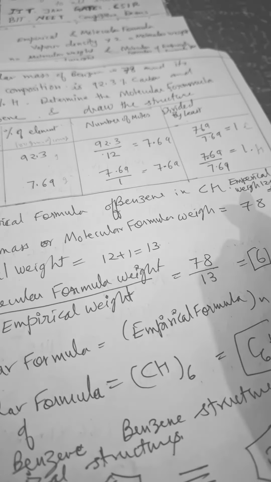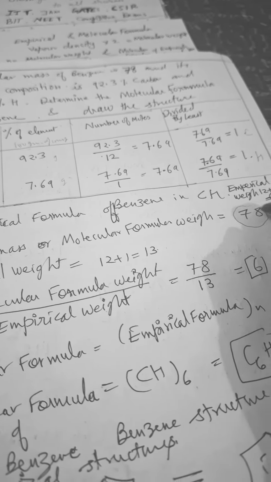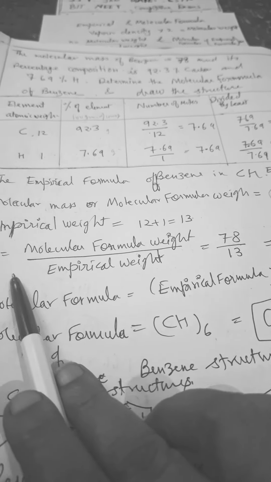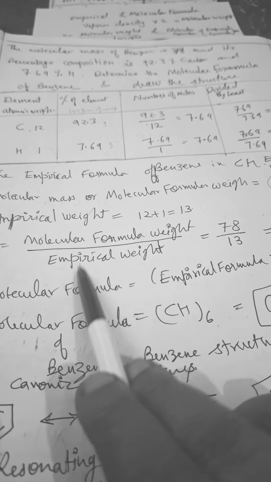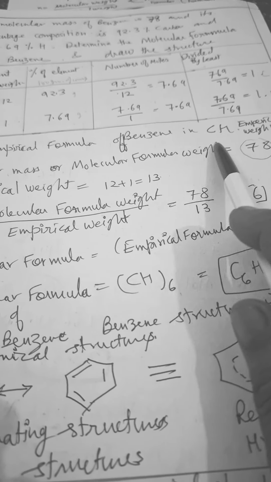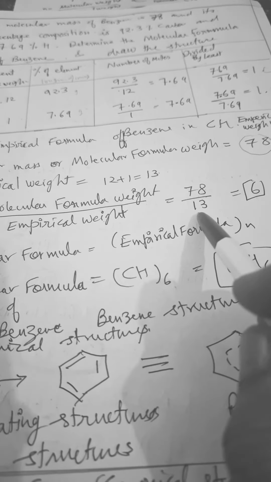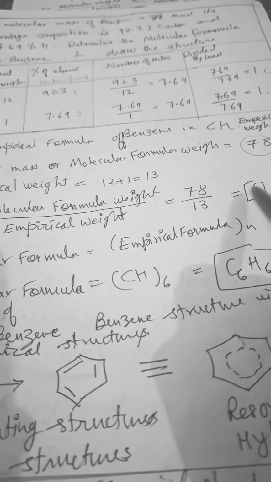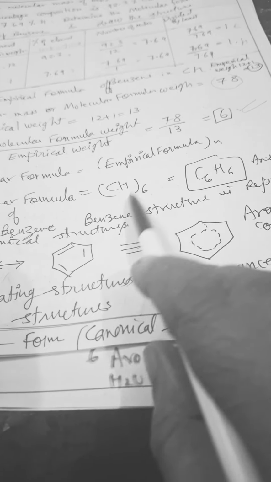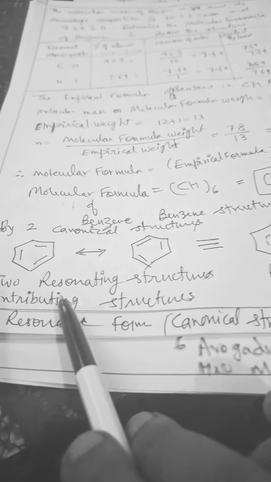Now we have to find out the molecular formula. How do we find it? As I told you, n is equal to molecular weight divided by empirical weight. The molecular weight 78 is given, and the empirical weight we have calculated is 13. 6 times 13 is 78, so the number n is 6. So the molecular formula will be CH multiplied by 6, that is C6H6.